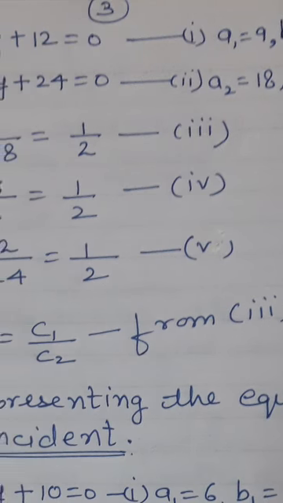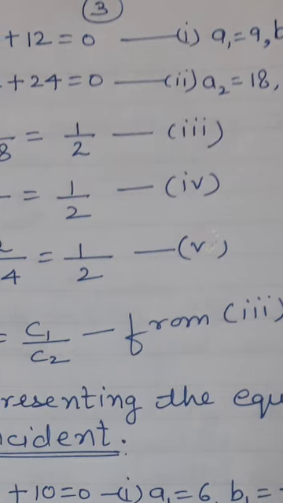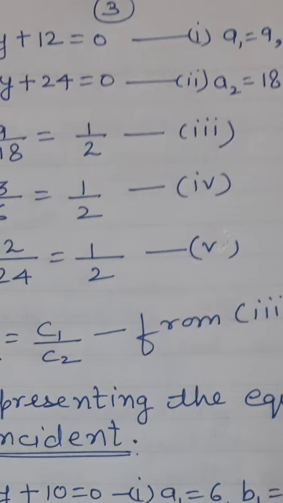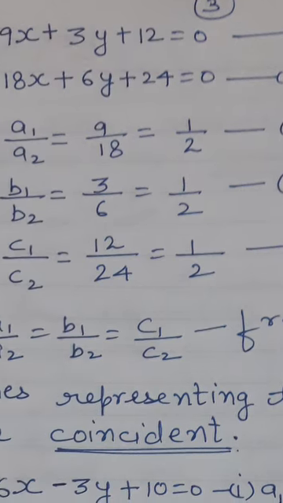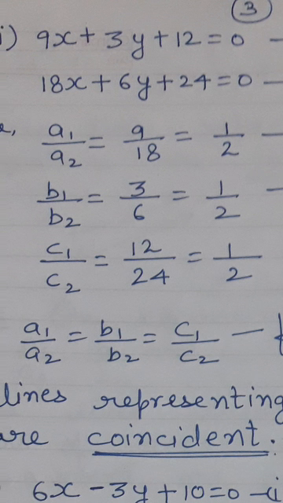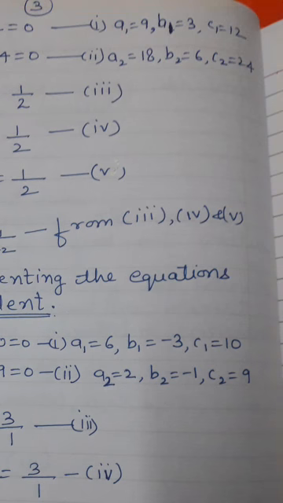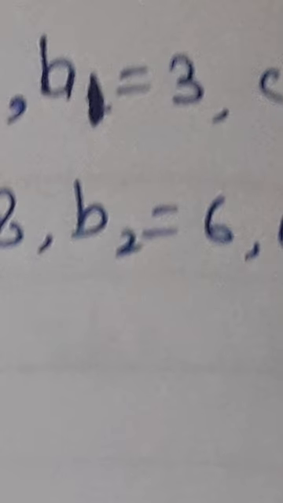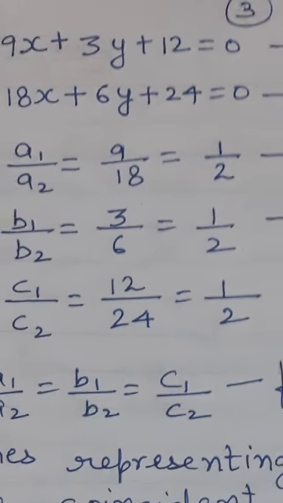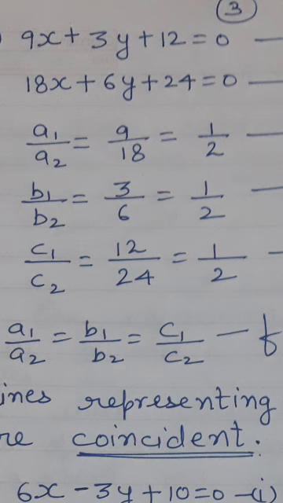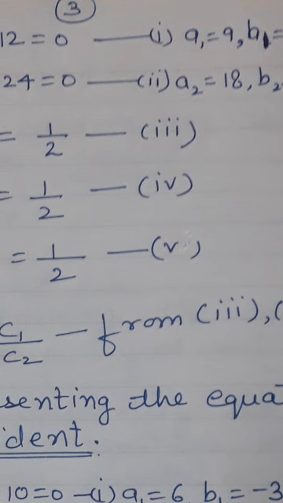Now, after this we have to find out ratios of the coefficient. First, we will find out a1 by a2. It means we have to find out ratio of 9 and 18. See here, a1 by a2 is 9 by 18. In simplest form, using table of 9, if we are cancelling it, it can be written as 1 by 2. Say this one as equation third. After this, we have to find out b1 by b2. b1 is 3, b2 is 6. So, b1 by b2 is 3 by 6. In simplest form, it can be written as 1 by 2. Say this one is equation fourth.